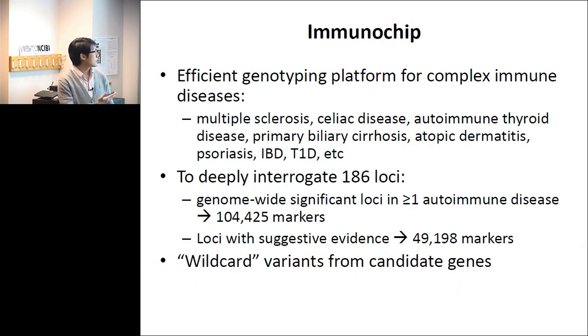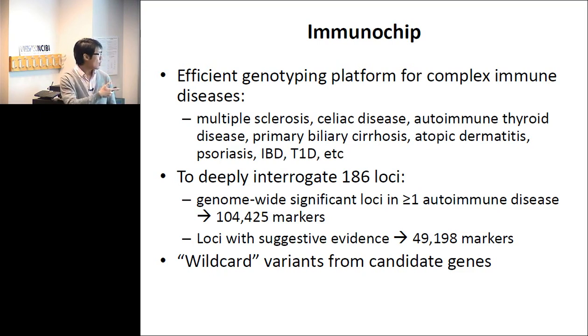We designed this so that we could have a cost-efficient genotyping platform for genotyping people for complex immune disease study. Other participating disease consortia include those investigating, for example, multiple sclerosis, IBD, and type 1 diabetes. The goal for this Immunochip is to deeply interrogate around 190 loci. In the Immunochip, there are around 190,000 genetic variants, okay?